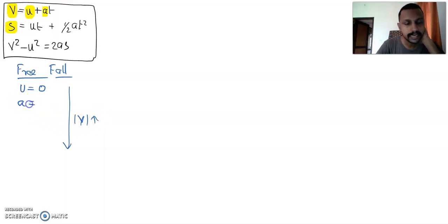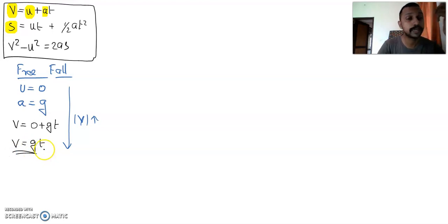Therefore, the acceleration in the case of free fall is taken as g, that is acceleration due to gravity. Therefore, in the case of free fall, you could simplify the equations of motion as you could take u equal to 0 and a equal to g. Therefore, the first equation of motion can be rewritten as v is equal to 0 plus gt. Then v is equal to gt.